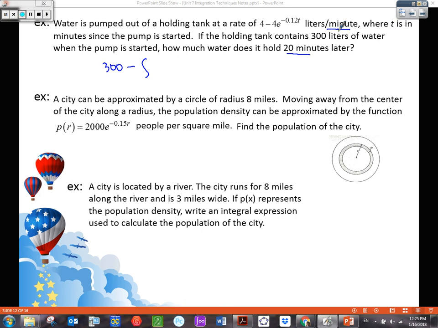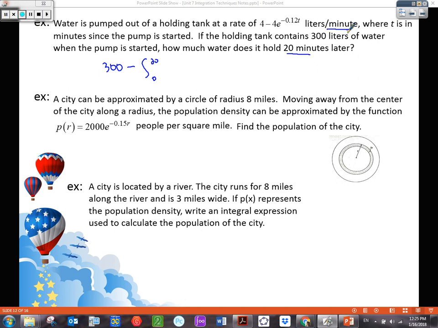Since it's written in minutes and they're giving us minutes, we're going to go from 0 to 20. That's what our bounds would be: 0, the beginning of time, to 20 minutes. If this equation had been written in hours, would I still use the number 20 as my upper bound? No. I'd have to convert that to hours, so it'd be 20 over 60, or 1/3. So just be aware of your units.